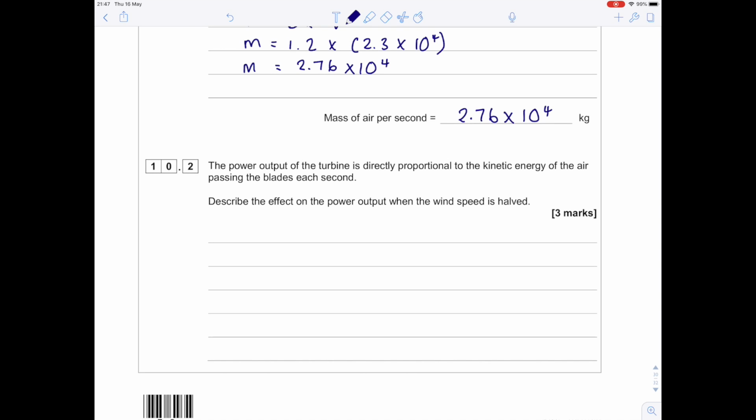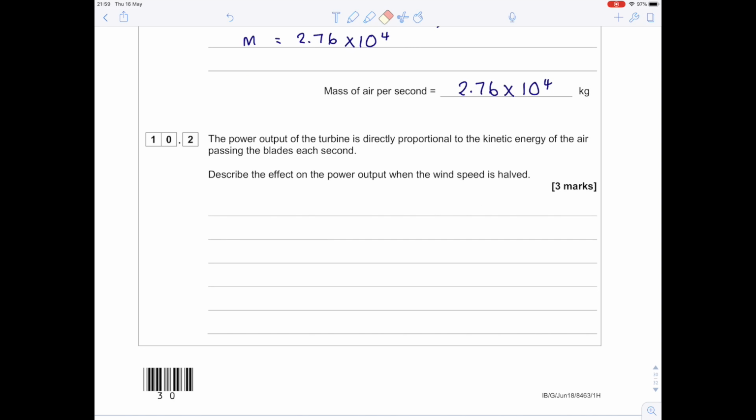The power output of the turbine is directly proportional to the kinetic energy of the air passing the blades each second. Describe the effect on the power output when the wind speed is halved. Okay, first of all, I want to say that this question is absolutely ridiculous. I've got no clue what it's doing on a GCSE Physics paper, but I'm going to talk you through how you go about it. So let's consider if we halve the wind speed, then what you're doing is halving the mass of air that passes the turbine in a given time frame. So I'm going to start by writing that.